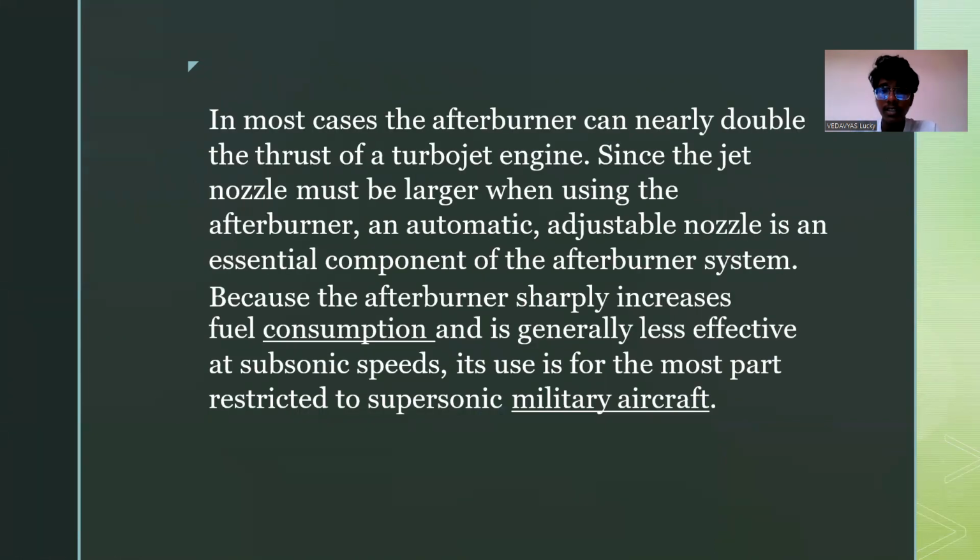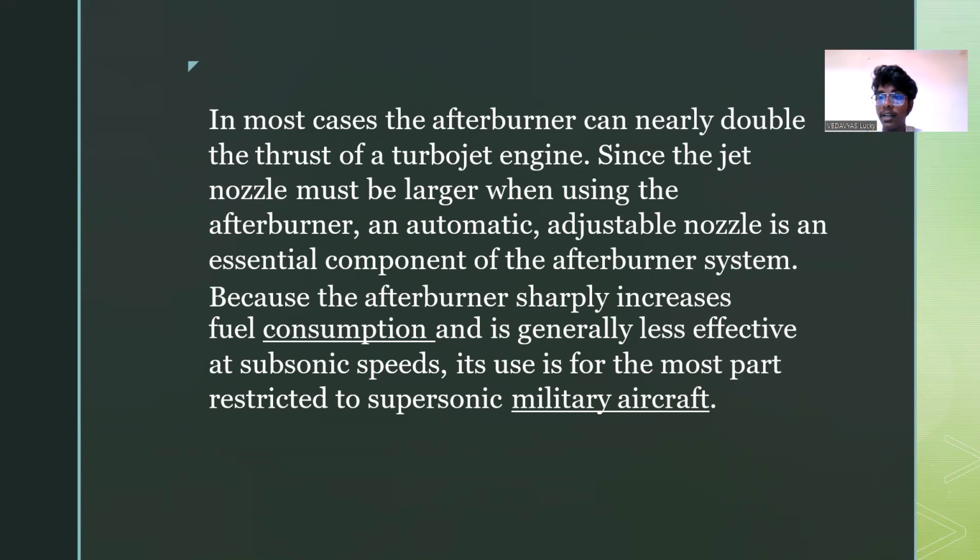In most cases, the afterburner can nearly double the thrust of a turbojet engine. Since the jet nozzle must be larger when using the afterburner, an automatic adjustable nozzle is an essential component of the afterburner system, because the afterburner sharply increases fuel consumption and is generally less effective at subsonic speeds. Its use is for the most part restricted to supersonic military aircraft.